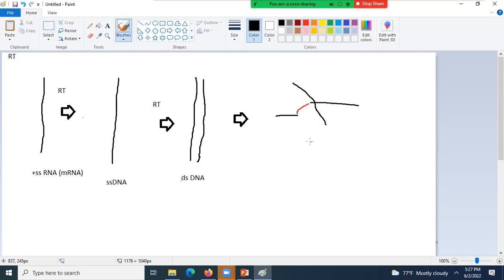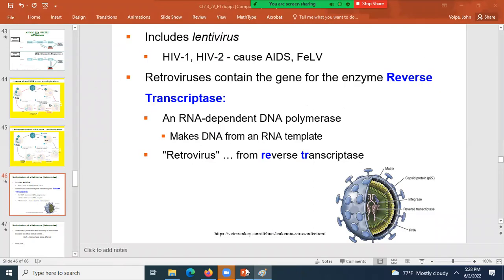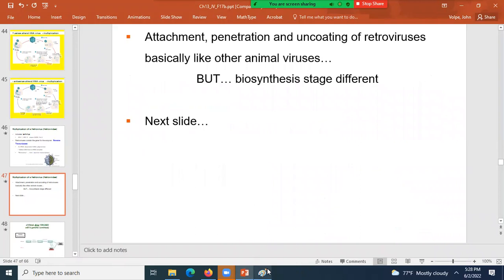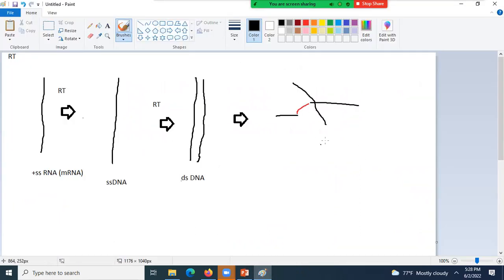Okay. And the integration of the retrovirus kind of happens at random. That can be at the end of the chromosome. It can be in the middle of the chromosome. It can be anywhere in the chromosome. And it can be any chromosome. Any questions about any of that? So that's how reverse transcriptase works. And that's how the retrovirus works. Now, what the virus does is to replicate itself.